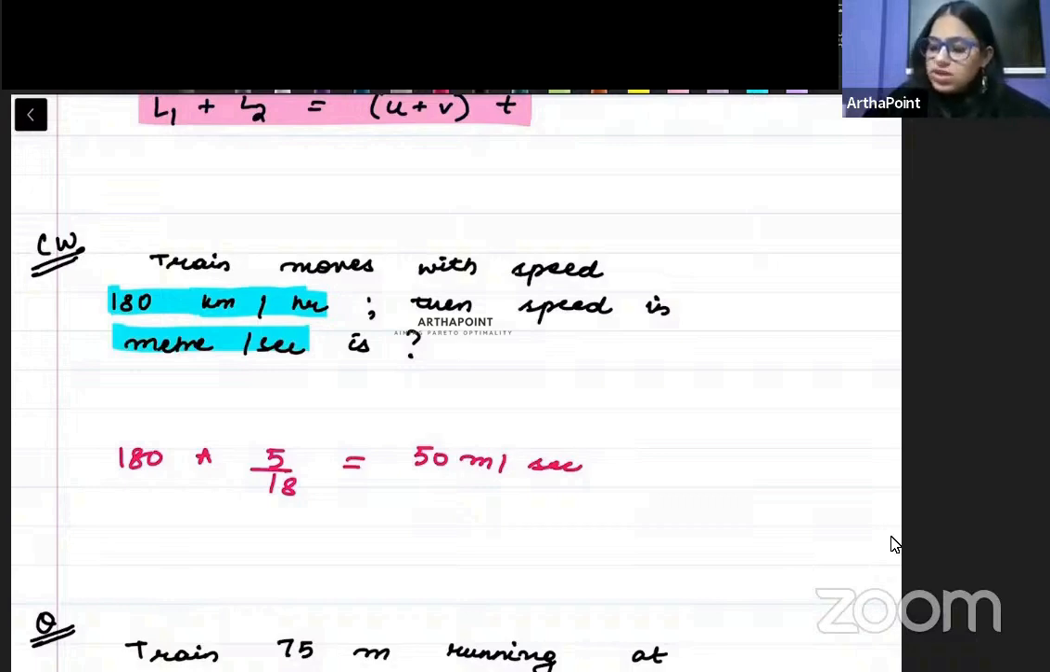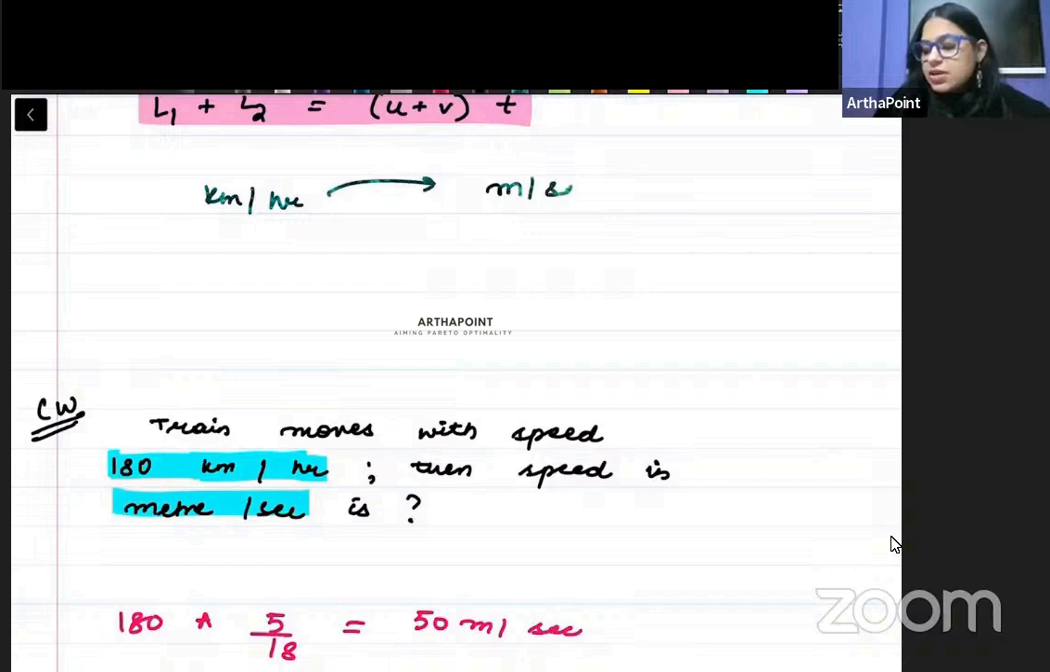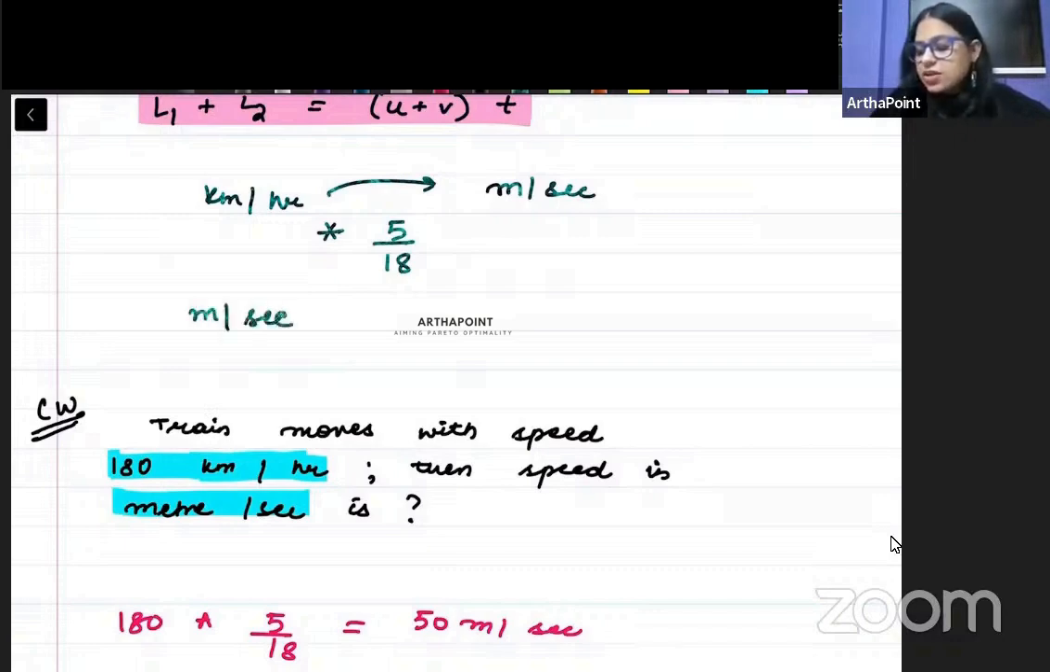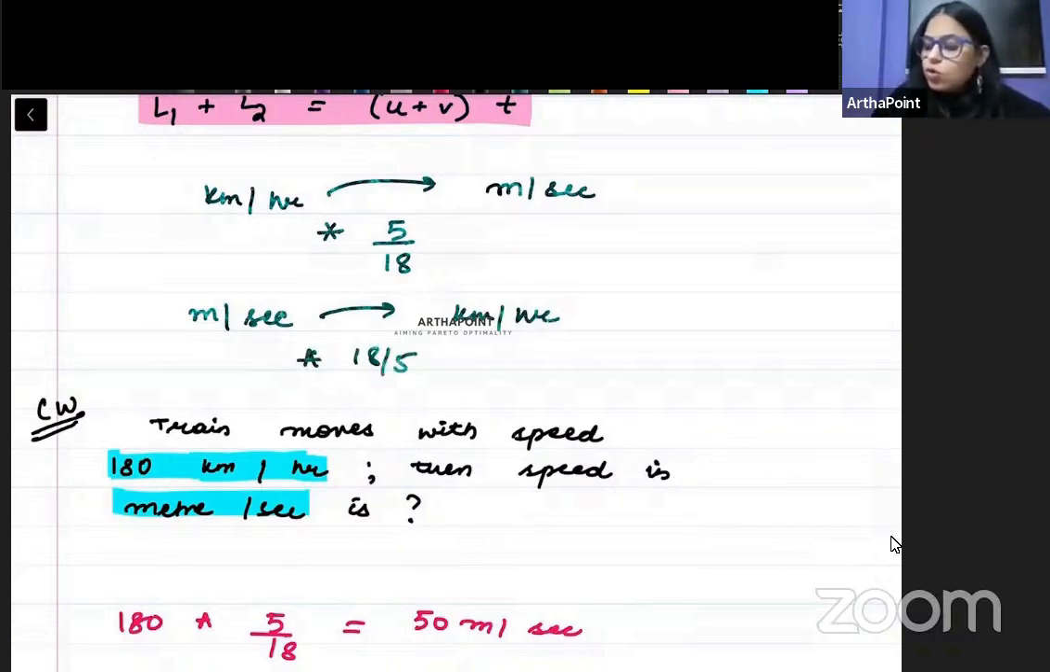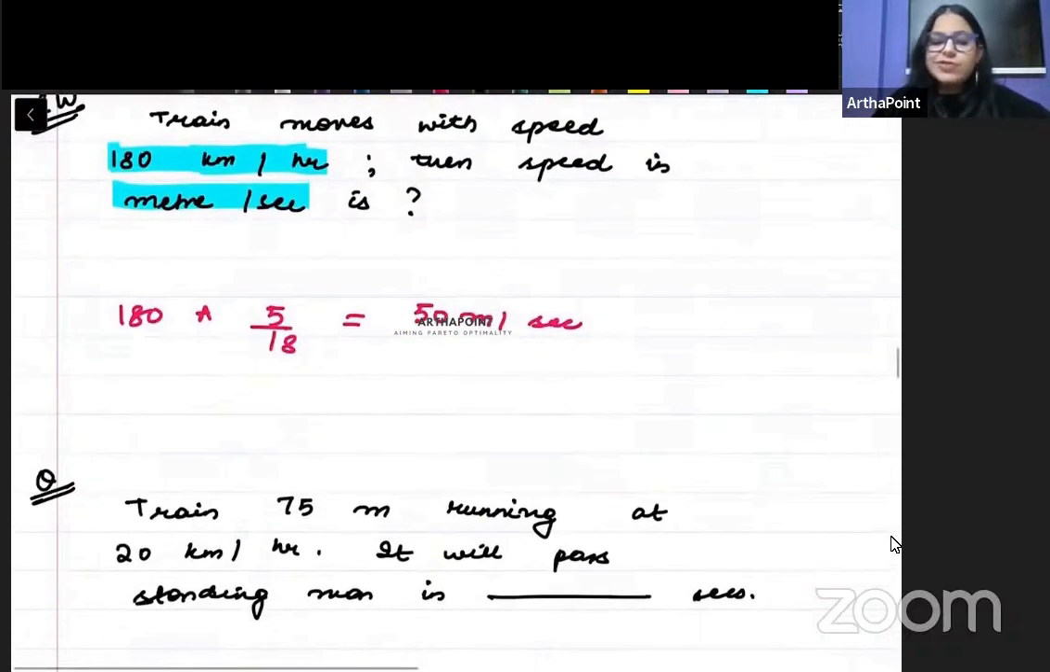So how can we convert? Listen to me carefully. If you want to go from kilometer per hour into meter per second, you will multiply with 5 by 18. And if you want to go from meter per second into kilometer per hour, you will multiply with 18 by 5. So whenever you want to go from kilometer per hour to meter per second, you will multiply with 5 by 18. And whenever you want to go from meter per second into kilometer per hour, you will multiply by 18 by 5.